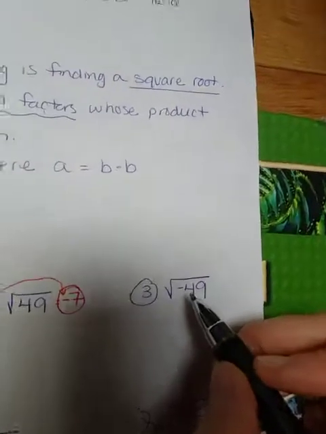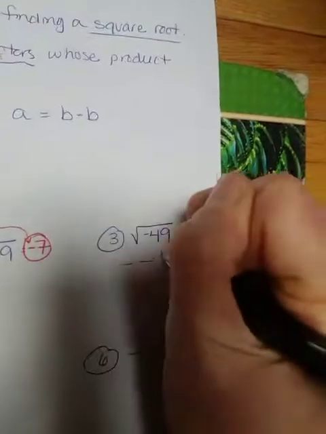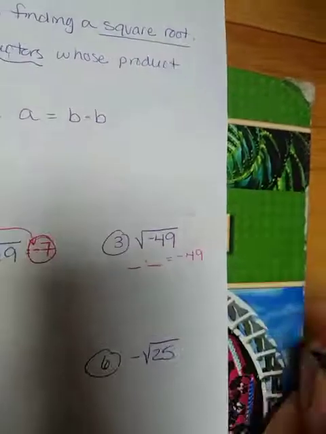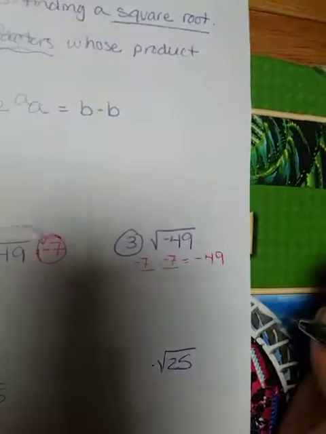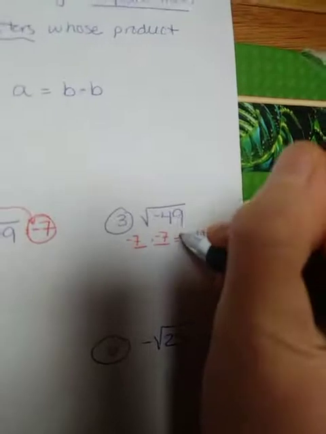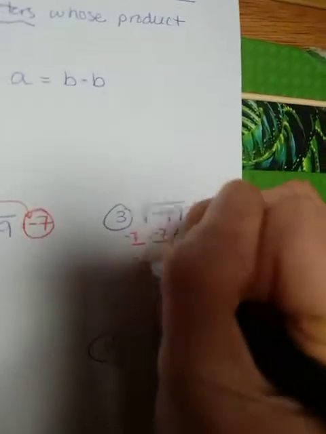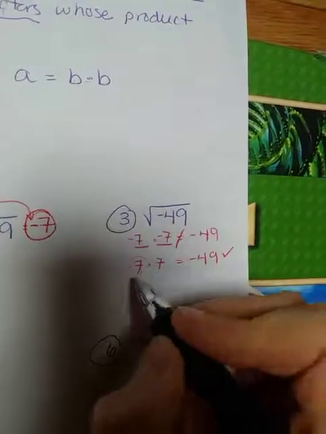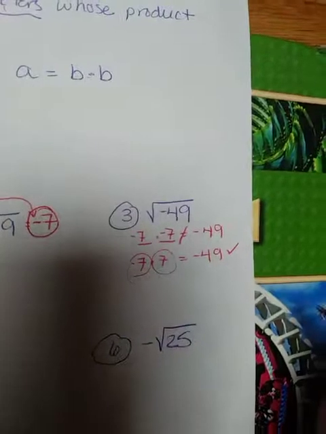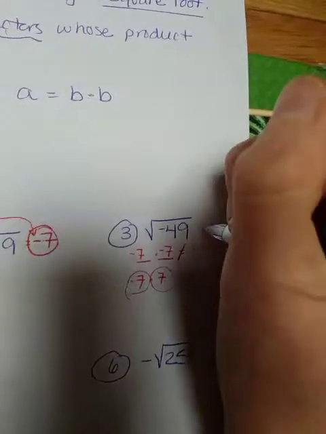Third situation is a negative inside the radical sign with the number. So we're looking for, remember, a number times itself to give you negative 49. What most people will say is, oh, negative 7 times negative 7. Well, negative 7 times negative 7 equals positive 49, not negative 49. Then people usually tell me, oh, negative 7 times 7 is negative 49, which is true, but these two numbers have to be exactly the same, sign and all. So there isn't actually any answer to this.